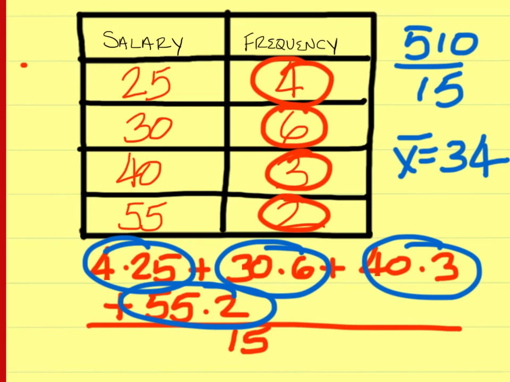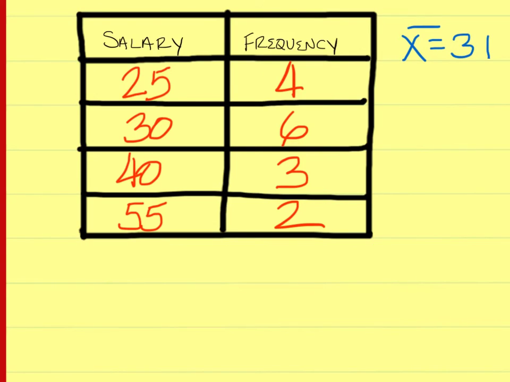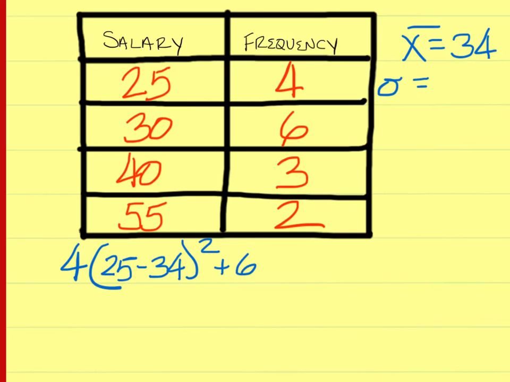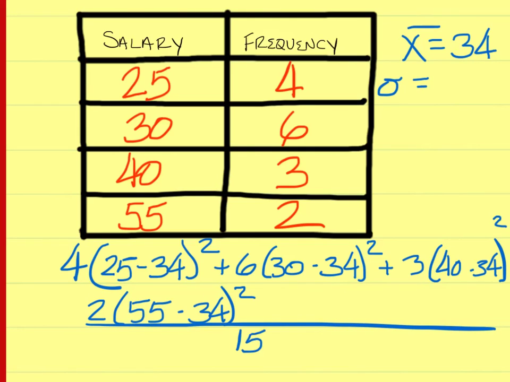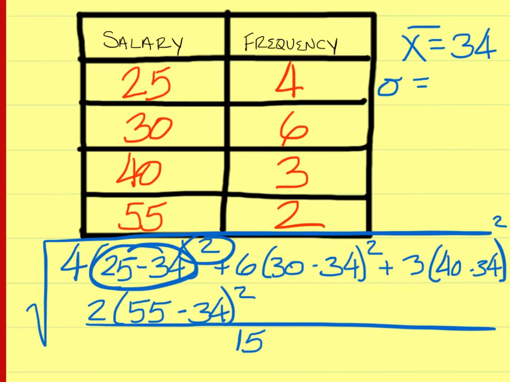Now if you missed the mean, then chances are you missed the standard deviation. The mean ended up being 34, so now we need the standard deviation. To find that, you're going to have 25 minus 34, square that, and then multiply by 4, and then you'll have 6 times 30 minus 34, square that, and 3 times 40 minus 34, square that, and 2 times 55 minus 34, square that. Divide everything by 15, and then you need a square root. And the answer on that is 9.7.